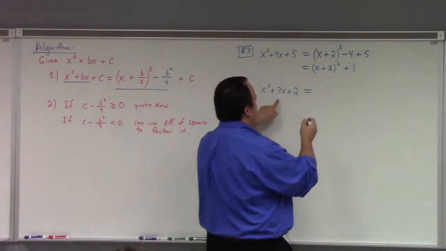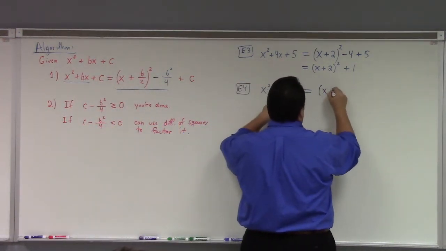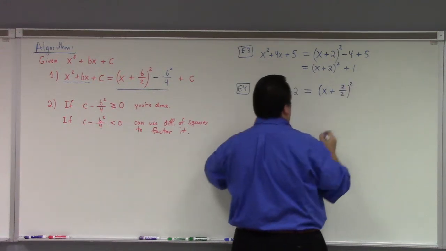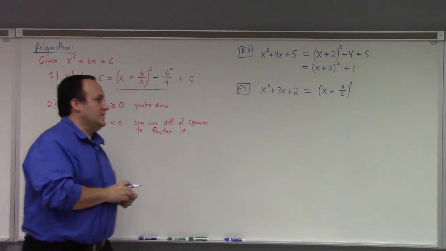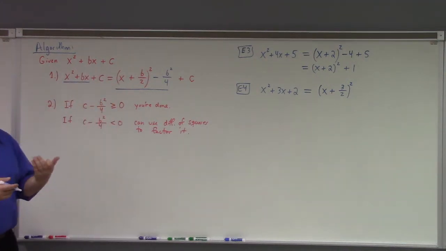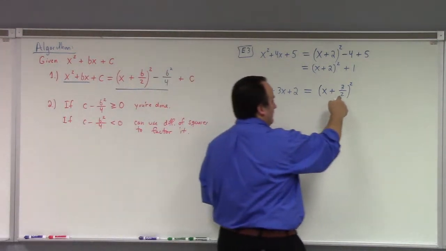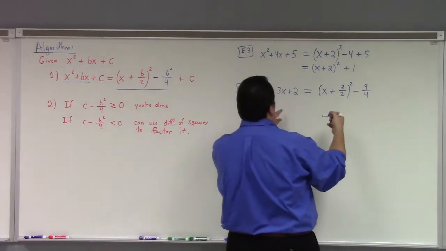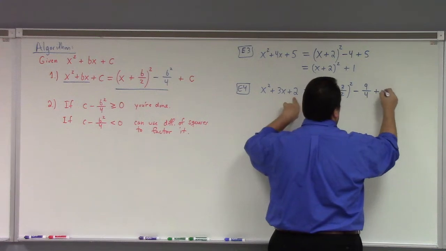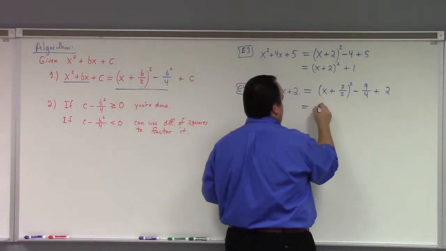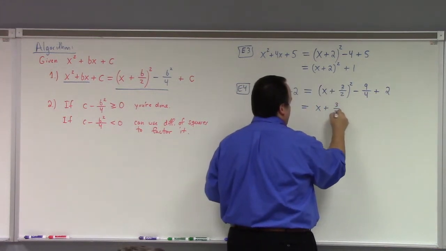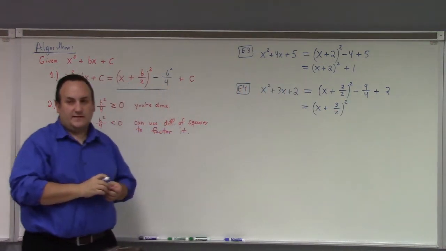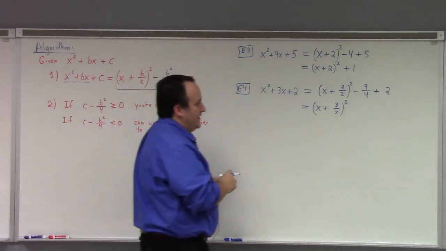So I take half of 3, which is what? 3 halves, yeah? You're like, oh, fractions. Yeah, I know, fractions. So plus 3 over 2. Now, to be fair, I have to subtract the square of this number, which is minus 9/4. 3 halves squared is 9/4. And then I have to add 2. All right, so let's clean that up. This is x plus 3 over 2 squared. How many quarters is 2? It's 8 quarters, right? So this is really minus 1/4.